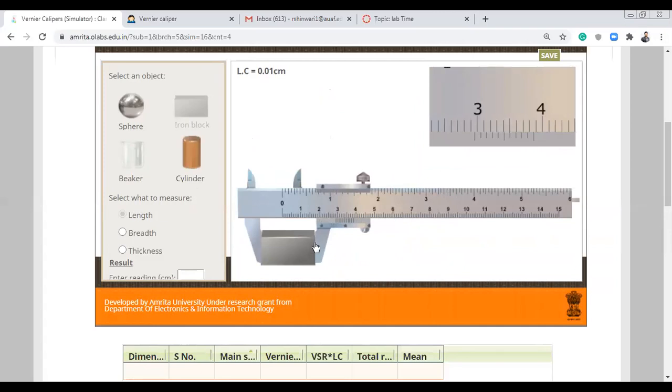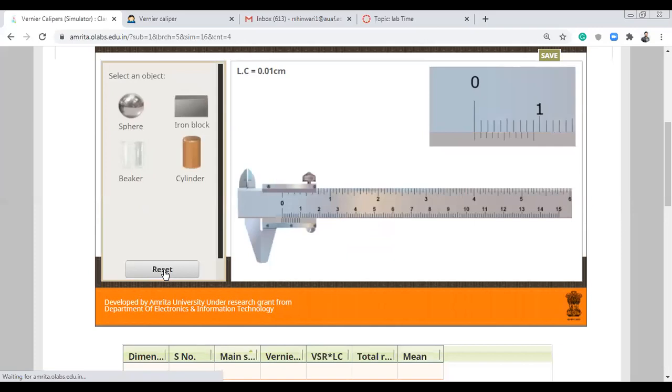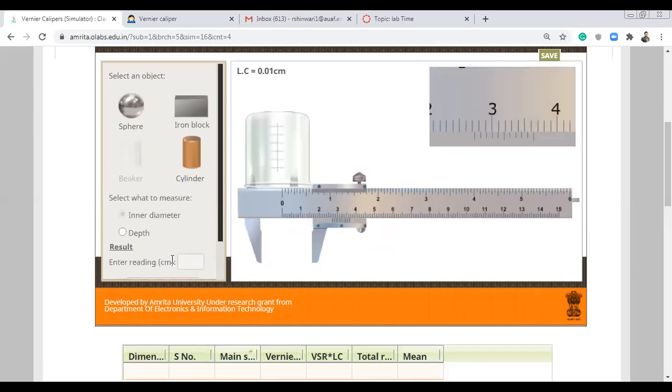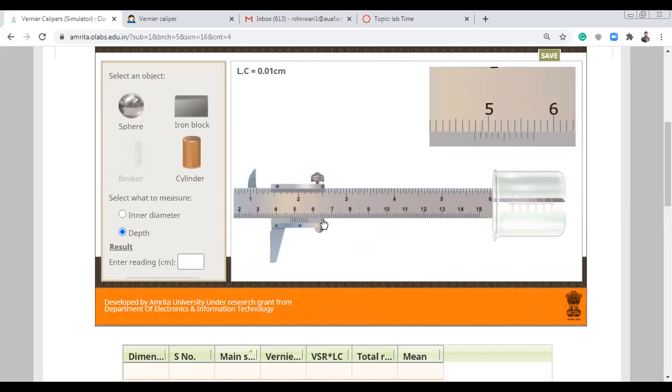Okay, if you want to find the depth, reset this one. Let's suppose we want to find the depth. There is no error. First check the error, then take the beaker. We want to find the depth. So with the help of this one, now this one is fixed. Correct? So find the measurement.